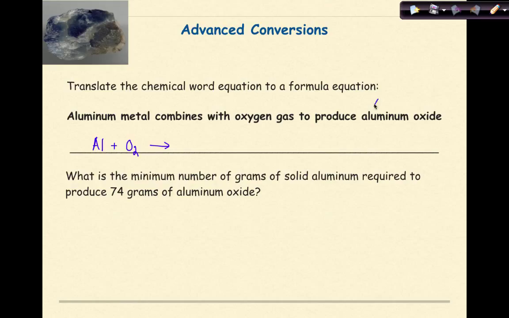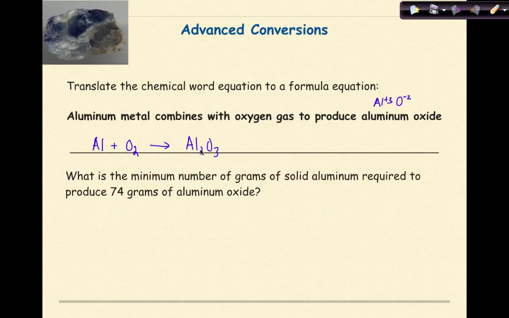And remember, aluminum is Al plus 3. Oxide is oxygen as part of a compound, minus 2. The 3 is going to cross down. The 2 is going to cross down over there. So we're going to get Al2O3. The next thing that we need to do is to balance it.